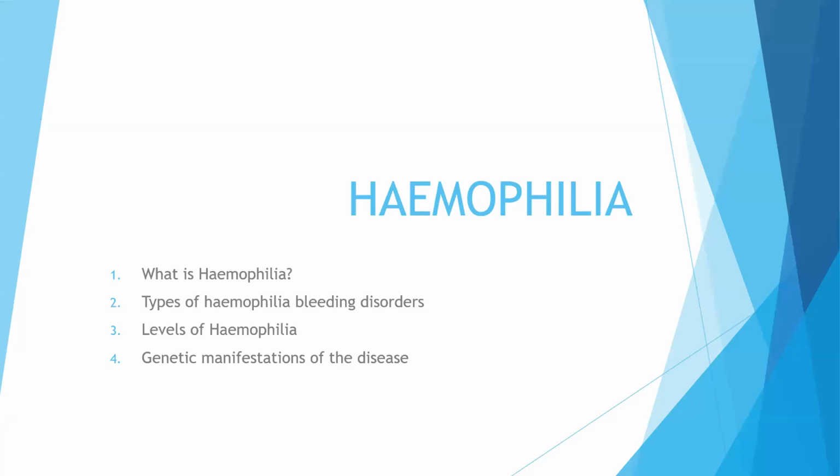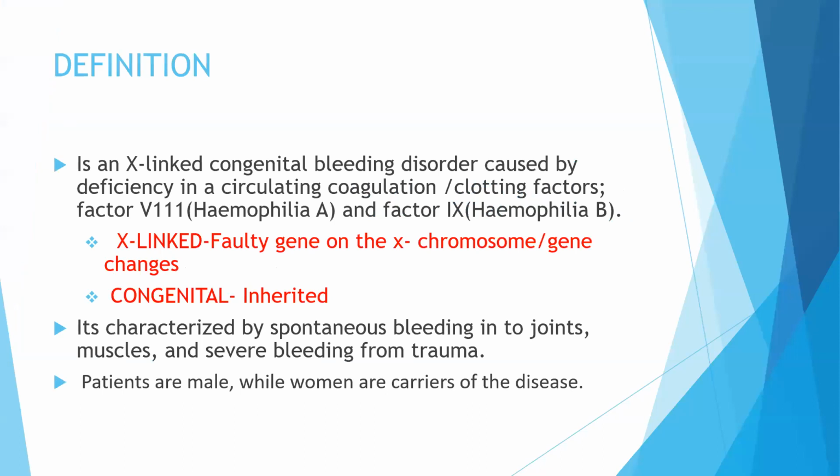Hemophilia is a disorder caused by deficiency in circulating coagulation or clotting factors, that is factor 8 for hemophilia A and factor 9 for hemophilia B. X-linked means a faulty gene on the X chromosome, or a change in the gene on the X chromosome. Congenital means it is inherited. It is characterized by spontaneous bleeding into joints and muscles, and severe bleeding from trauma. Our patients are male and the women are carriers.